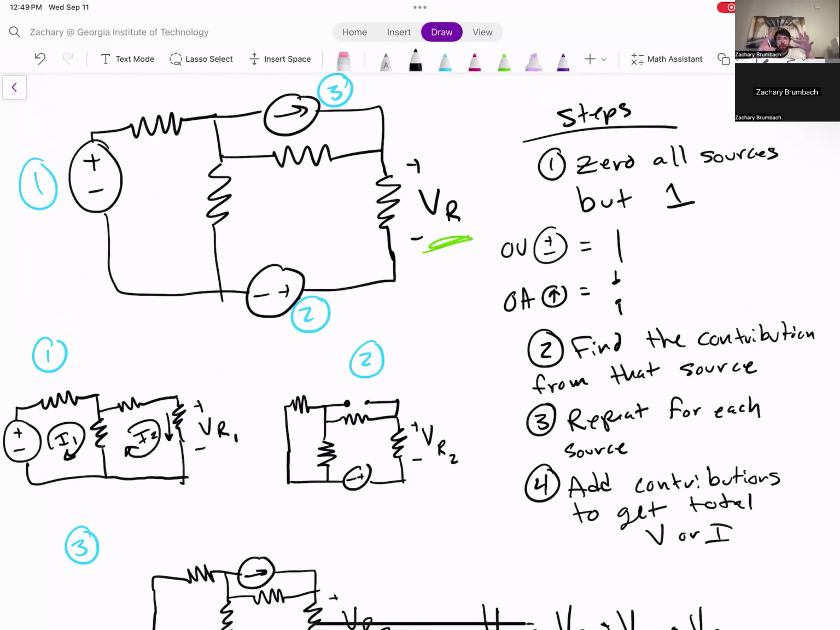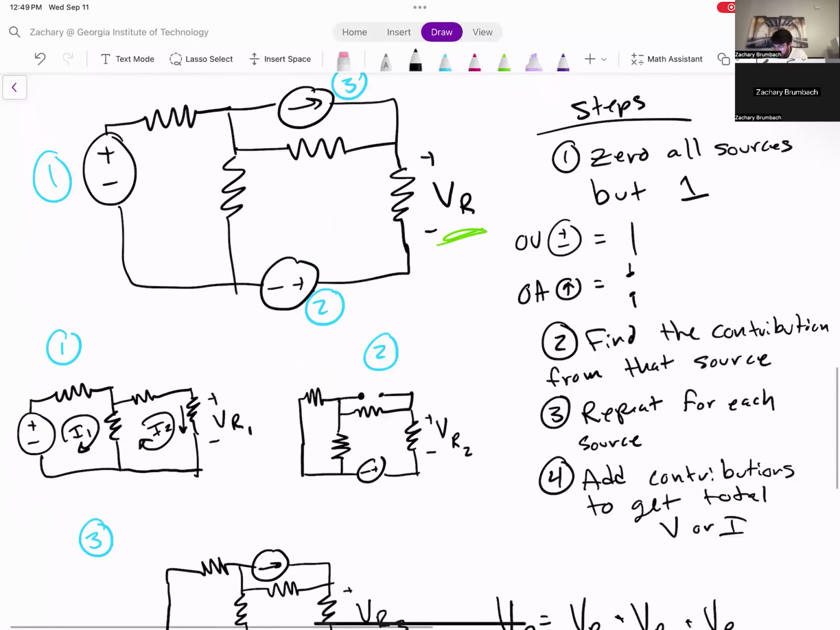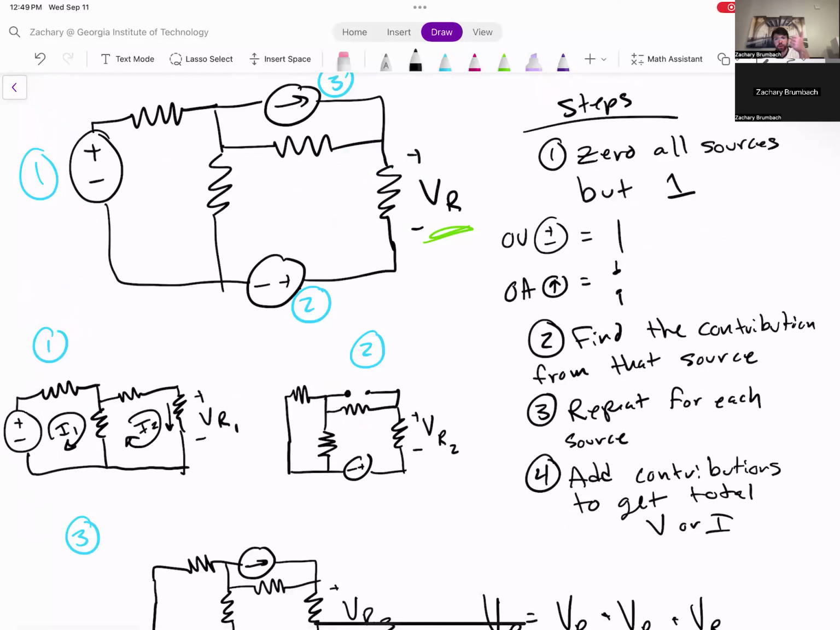So again, this is literally breaking it up piece by piece, and I'll give you guys some easier ways to see this on Friday. Okay, so some actual practice problems with this. But it's very important to understand these steps. You zero all of your sources but one. You find the contribution for each source, and then you repeat for each source. And then at the very end, you add all of those to get the total voltage or current through a resistor. So that's what linearity and superposition are.